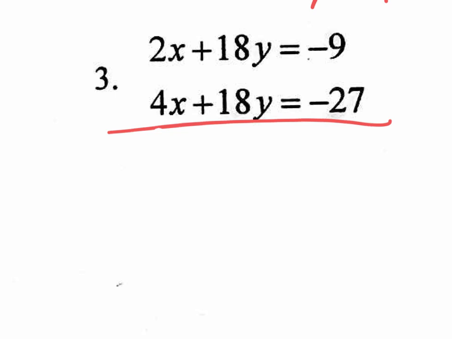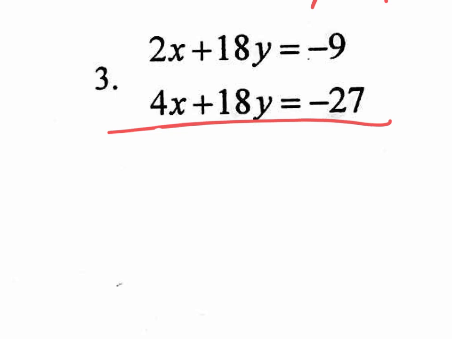Now why the y's? Why not the x's? Because if you wanted to cancel out the x's, this would have to become a -4x for it to cancel out with a positive 4x. So you could, if you wanted to, choose to cancel out the x's and multiply the whole top equation by -2. That way it becomes -4x. That way when you combine it, they'll cancel out the x's. But obviously this one's a positive 18y, this one's a positive 18y. It's easy to get those 18y's to cancel. All you have to do is multiply one of those equations by what? A -1.